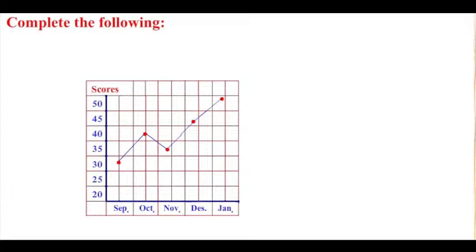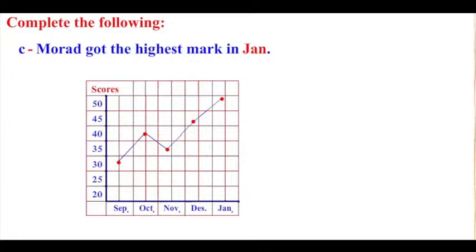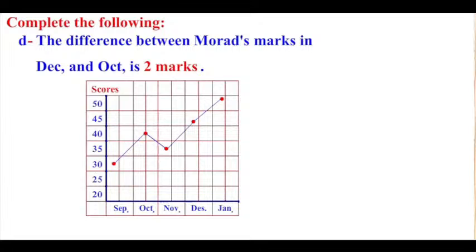Complete the following. We draw 2 scales. The horizontal represents months and the vertical represents marks. Note that it's not necessary to begin with 0, but knowing the smallest and the greatest numbers is good for you to determine your scales.